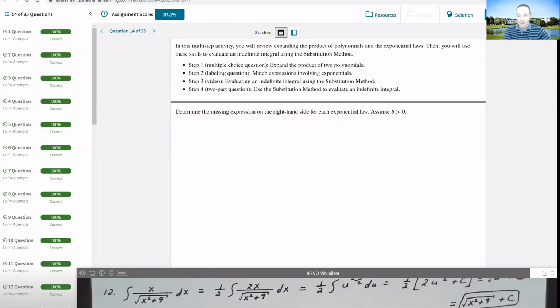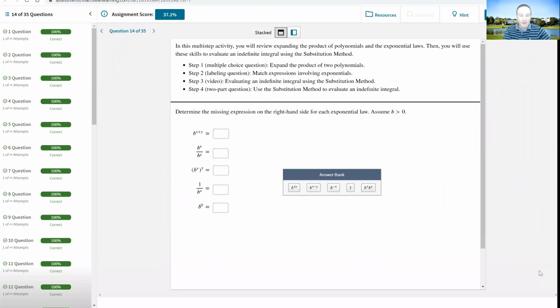Now, moving on to the next one here. This one should be, again, quick and easy, but it is important. Sometimes students forget their exponential operations and laws.